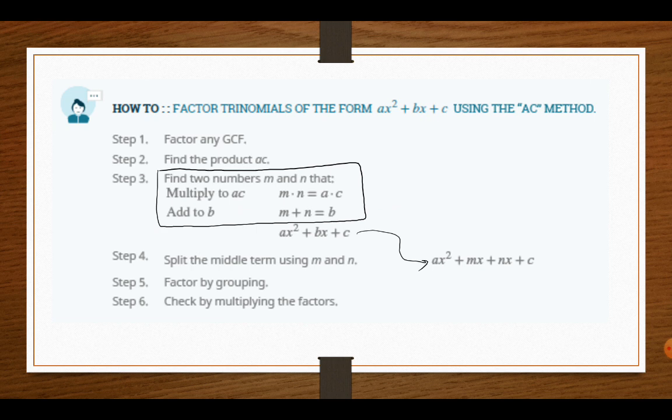And really what this means is that we're going to take our middle term, bx, and split it up into 2 pieces. We're going to split that middle term using the m and n values that we find. And once I've created this 4-term expression, I can continue the problem through factoring by grouping. So let's practice an example of this as well.